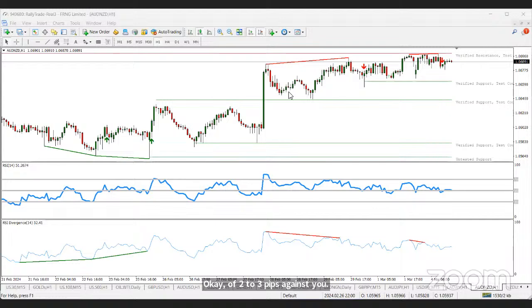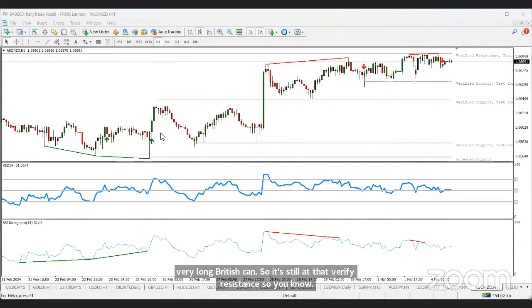When you come and check comments like this, it can be very, I'll use the word funny. Say it's going up after entry sell. I thought we had a very long bullish candle. So it's still at that verified resistance. So there's still room for it to fall.